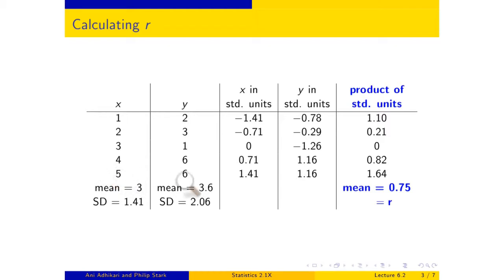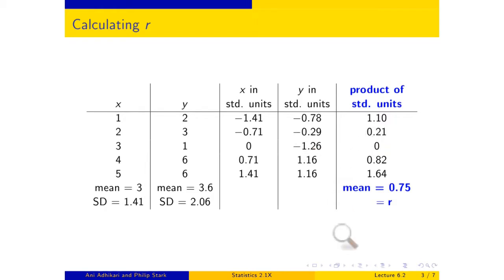That's when x was 5 and y was 6. Both of these values were above average. Well, if both are above average, then both standard units will be positive. And so when you multiply them, you'll get a positive product. Here, both the x and the y were below average. And so when we multiply the two negative standard units, we again get a positive.